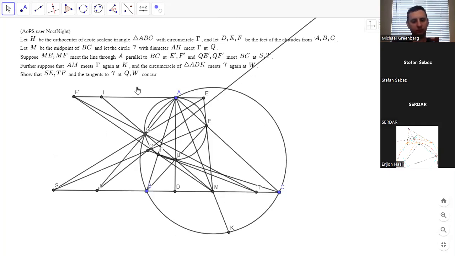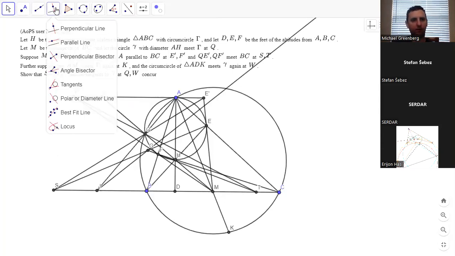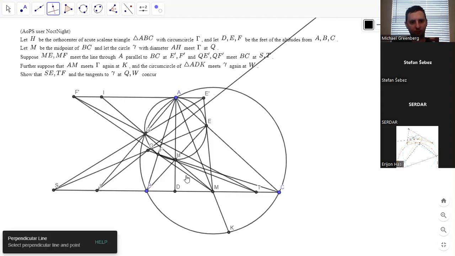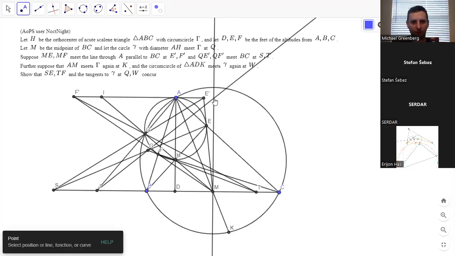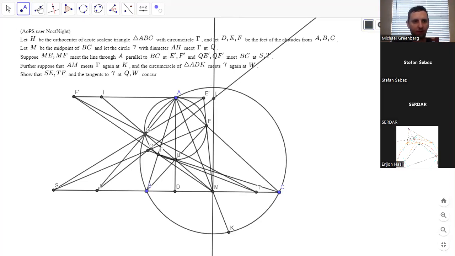Can you draw a perpendicular from M to BC and intersect it with E prime F prime? Maybe it's the point. E prime F prime. It kind of does look like that's true. Let's see. Interesting.